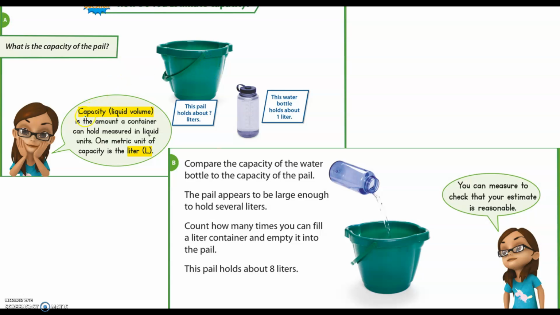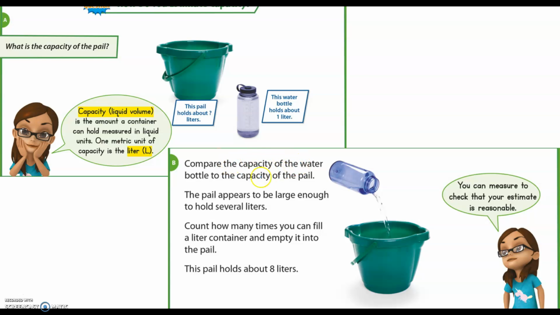Let's first talk about the word capacity. Capacity means liquid volume. It's the amount that a container can hold measured in liquid units. 1 metric unit of capacity is liters. This water bottle holds about 1 liter. We're going to be estimating how many liters the pail can hold.